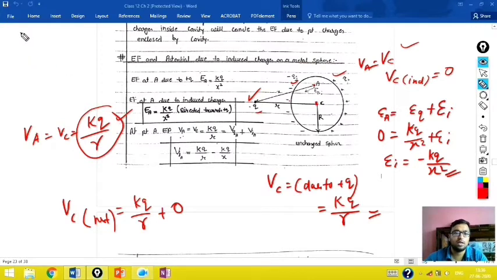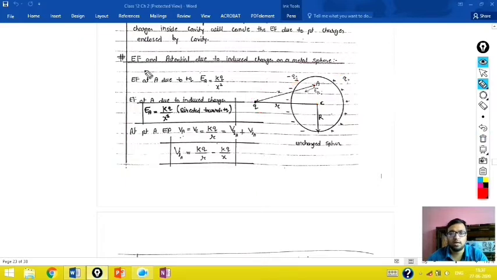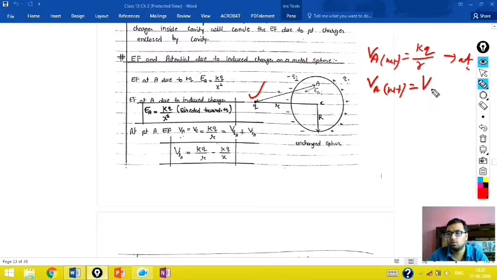Now if someone asks you to calculate the potential at A due to only the induced charge, that will not be equal to 0. So the net potential at A is kq upon r, as it was at C. Now this net potential at A is due to the plus q charge, plus the potential at A due to the induced charge also.